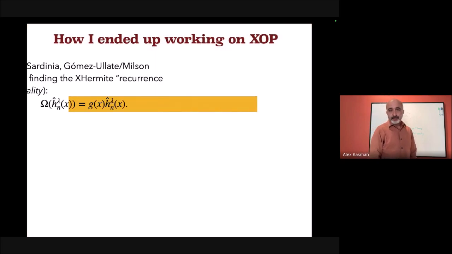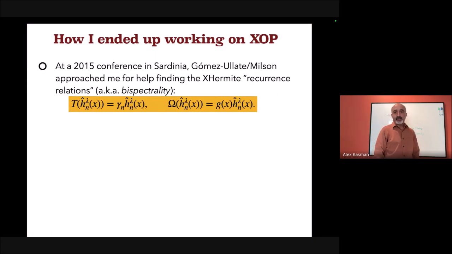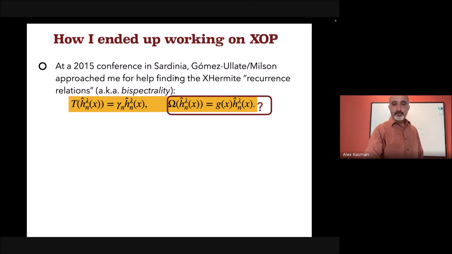Now, how did I end up working on exceptional orthogonal polynomials? In 2015, I was at a conference in Sardinia, and I met those exceptional orthogonal polynomial people. They came up to me and asked for help. They already knew that the exceptional Hermite satisfied a differential equation like this. What they didn't know was what the recurrence relation was.